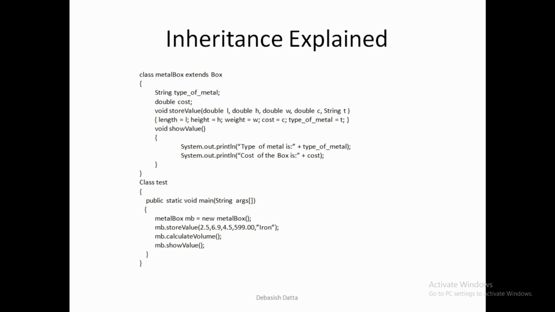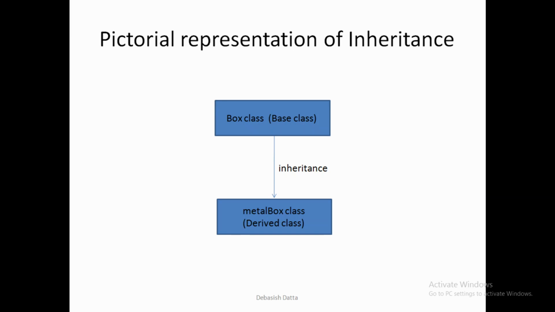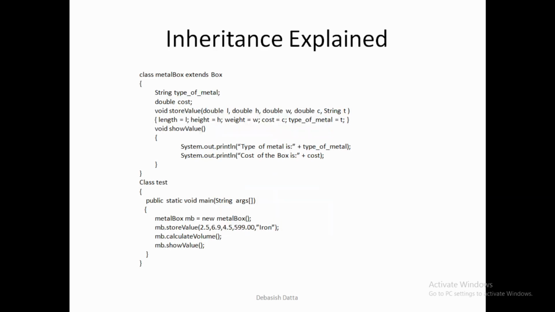So now see pictorially how we can represent inheritance. Here the metal box class is the one which we have created from the box class through inheritance. Now the box class can also be called a base class, and the metal box can be called a derived class. Also it is known as child class, and this one as parent class. So Java possesses this inheritance property.